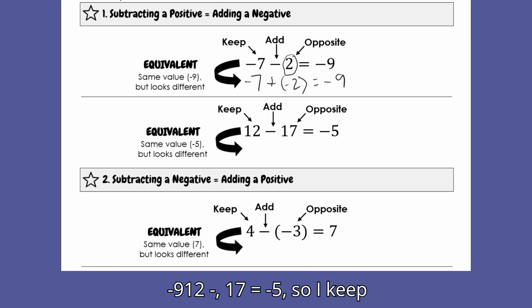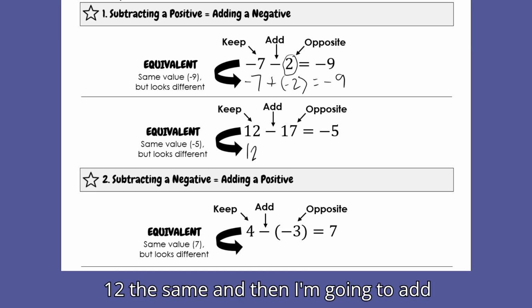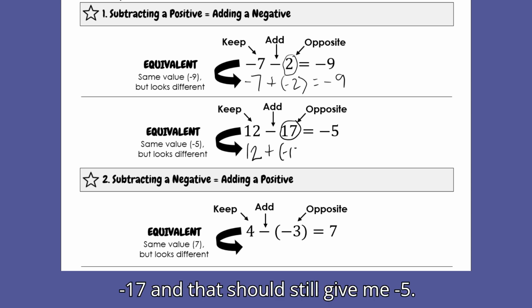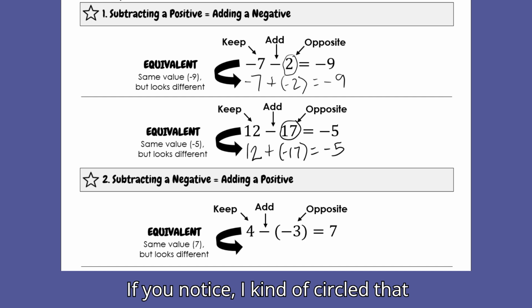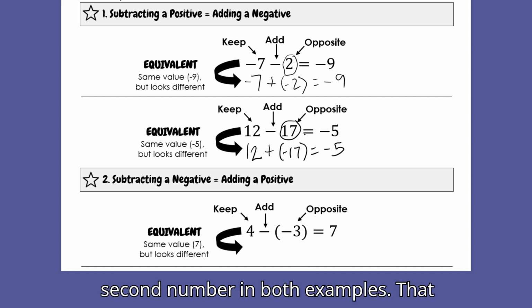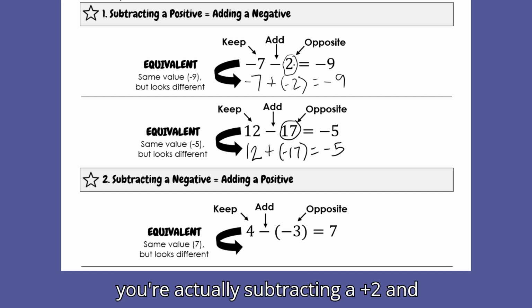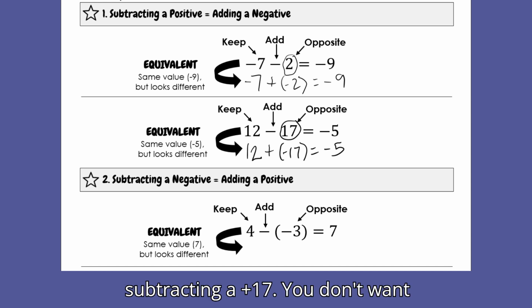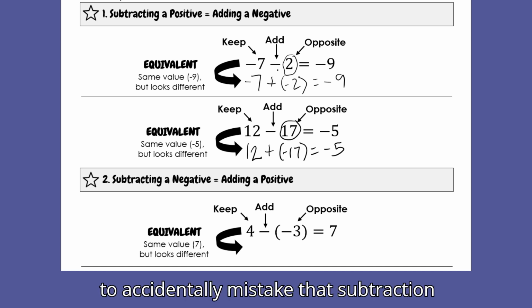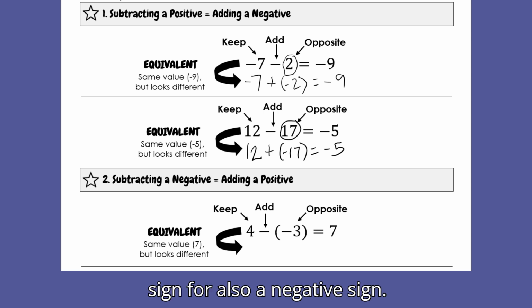12 minus 17 equals negative 5. So I keep 12 the same, and then I'm going to add negative 17, and that should still give me negative 5. If you notice, I kind of circled that second number in both examples. That helps us see that you're actually subtracting a positive 2 and subtracting a positive 17. You don't want to accidentally mistake that subtraction sign for also a negative sign.